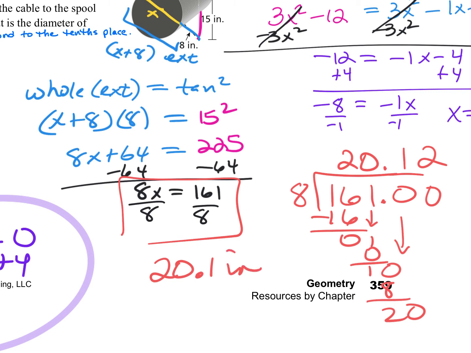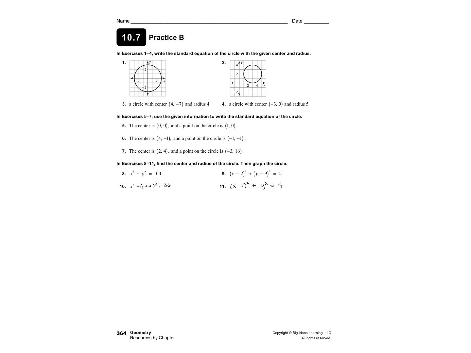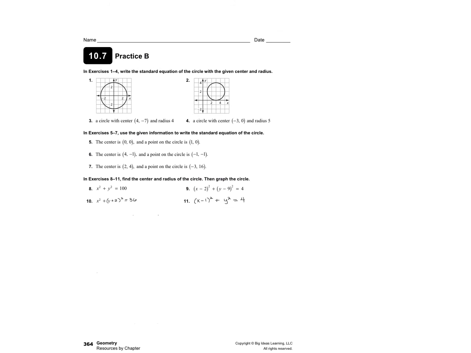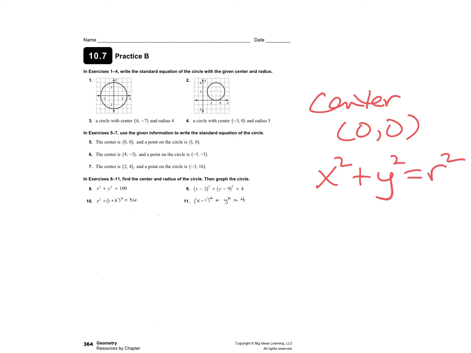So again, be able to solve a word problem, and again, be able to divide it and make it rounded into the tens place. And then the last section, 10.7, 2 formulas you're memorizing, or actually 3. You need to memorize that when the center is at 0, 0, all you need to do is fill in the length of the radius.